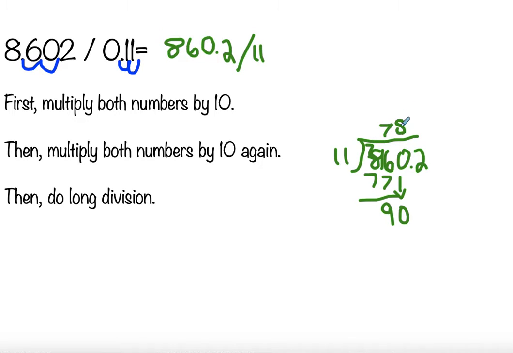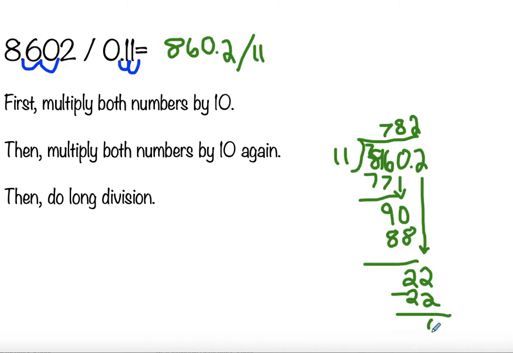And then now I'm going to ask myself, how many times does 11 go into 90? Well, now I can use 8. And 8 times 11 is 88. And 90 minus 88 is 2. Then I'm going to bring that 2 all the way down. I have 22 divided by 11, and I know that will be 2, because 2 times 11 is 22. And I'm going to subtract and get 0. So again, where do I place my decimal point? I'm going to place it in the same spot right there. That's how we solve that one.